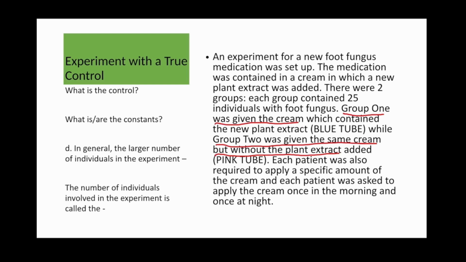Group 1 is given the cream with the plant extract. Group 2 is given the cream without. So the control group is the group that's not given the plant extract.